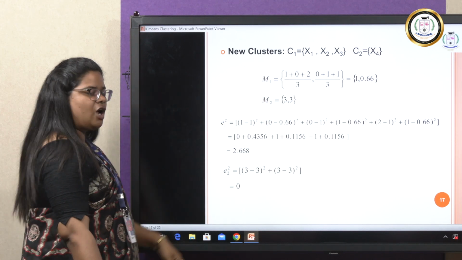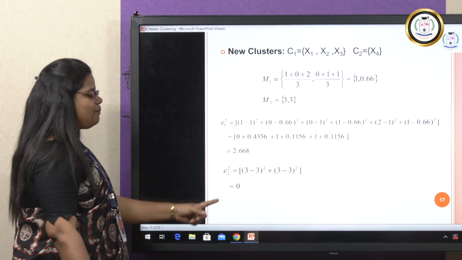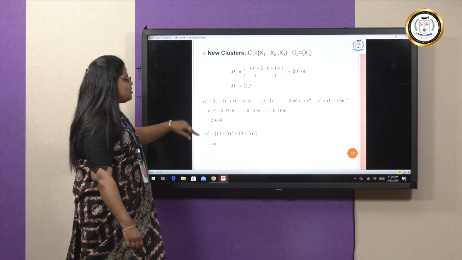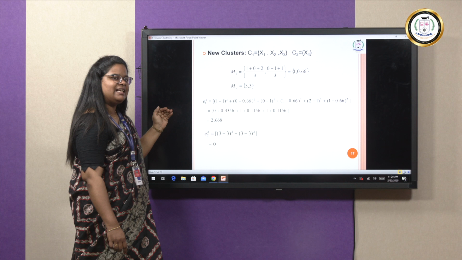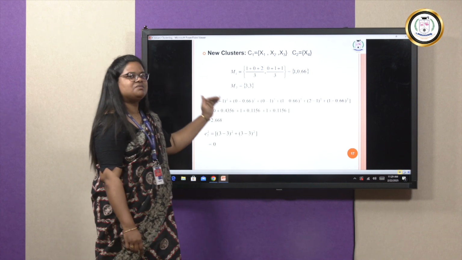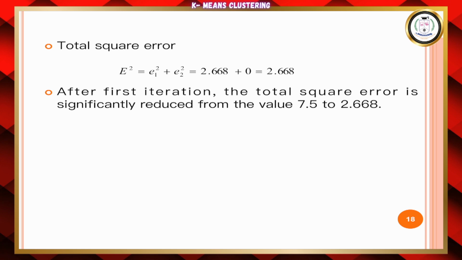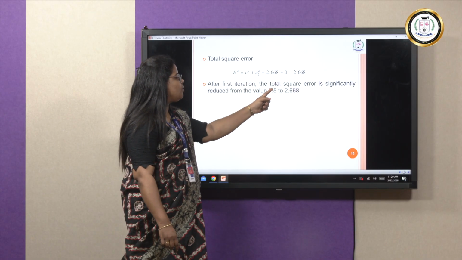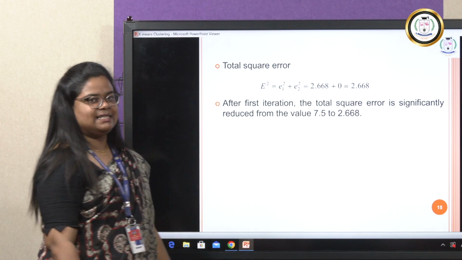So what is the total error? 2.668 plus 0. So what was the earlier one? It was 7 point something, right? So when you compare those two, which is having the least error? This one. So the newly selected cluster was better than the previous one. So the total square error is 2.668 plus 0, which is 2.668. Earlier it was 7.5. Now we got the new set of values and the error square was reduced to 2.668.